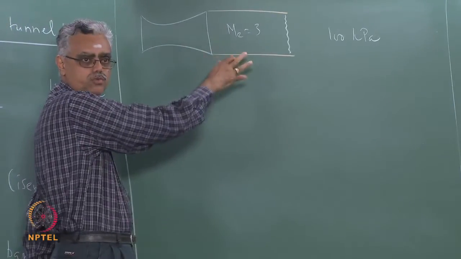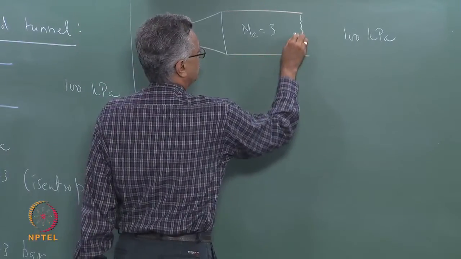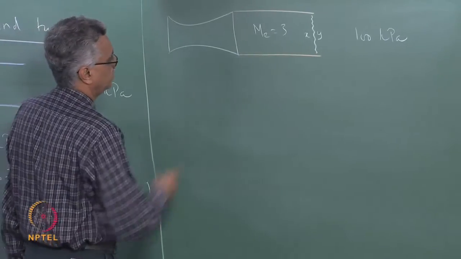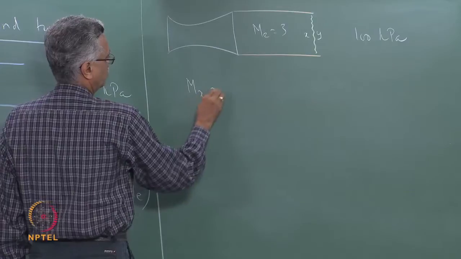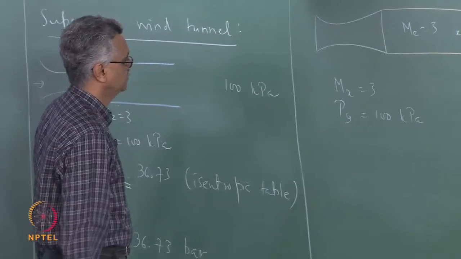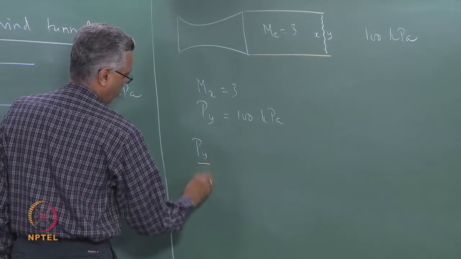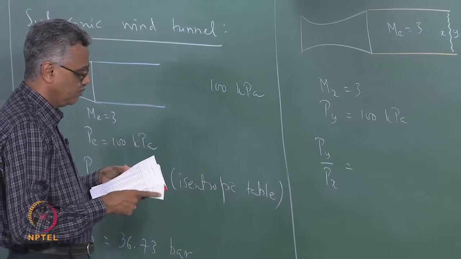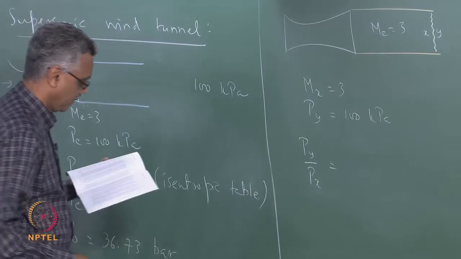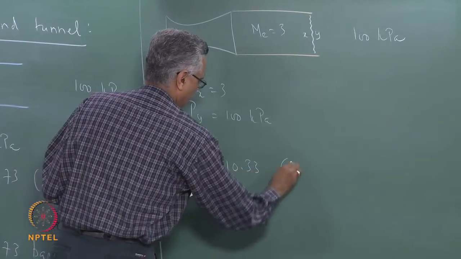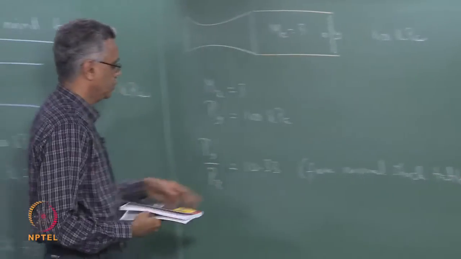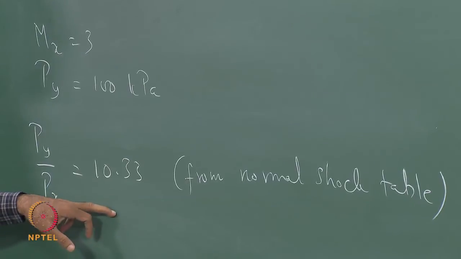Now we have a test section where we have supersonic flow, right. So now I have a normal shock like this. So let us say that this is X and this is Y. This is a normal shock at Mach number 3, correct. Notice that Mx is equal to 3, right. Py, static pressure at the exit, is equal to 100 kPa. So if I go to the normal shock table for M equal to 3, for a shock that occurs at Mx equal to 3, I get Py over Px to be 10.33.